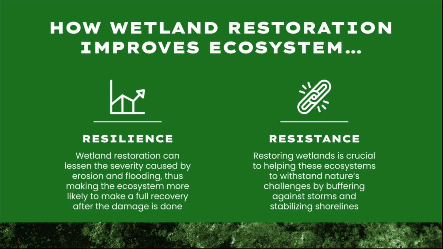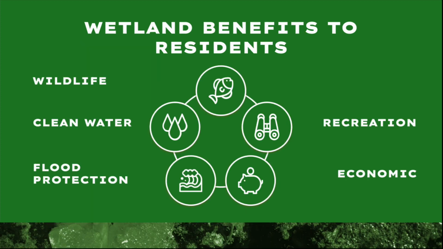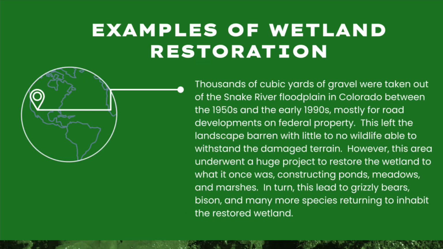How wetland restoration can improve ecosystem resilience and resistance. Wetland restoration can lessen the severity caused by erosion and flooding, thus making the ecosystem more likely to make a full recovery after the damage is done. Restoring wetlands is crucial to helping these ecosystems withstand nature's challenges by buffering against storms and stabilizing shorelines. Some wetland benefits to residents are maintaining critical wildlife habitats, providing clean drinking water, flood protection, recreational opportunities, and more economic well-being.